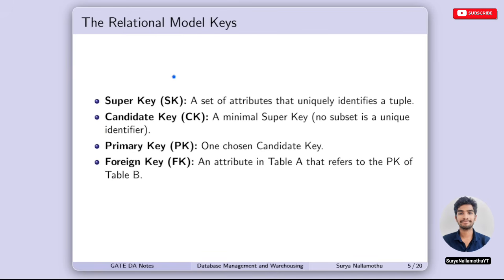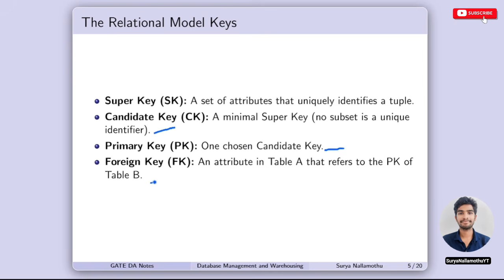Next, the relational model keys. A super key is a set of attributes that uniquely identifies a tuple. A candidate key is a minimal super key, where no subset is unique enough to identify the tuple. It must follow all these conditions for us to call it a candidate key. And a primary key is the unique element we choose to identify, like a roll number or ID.